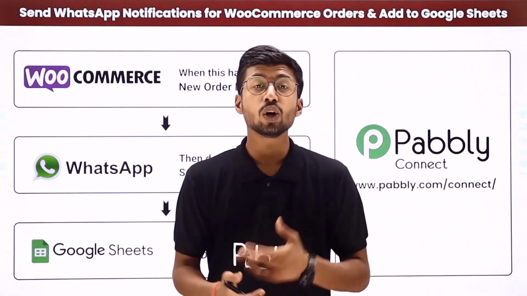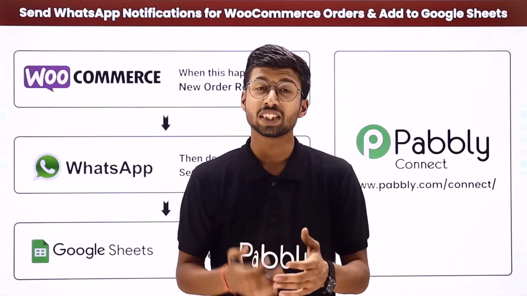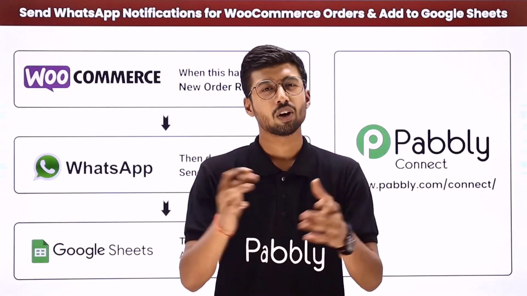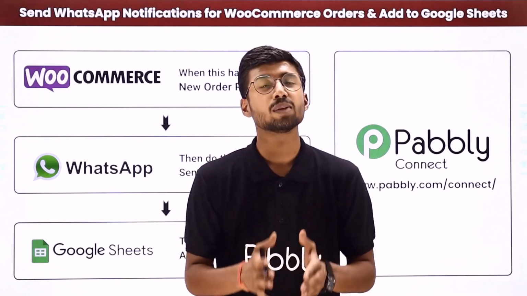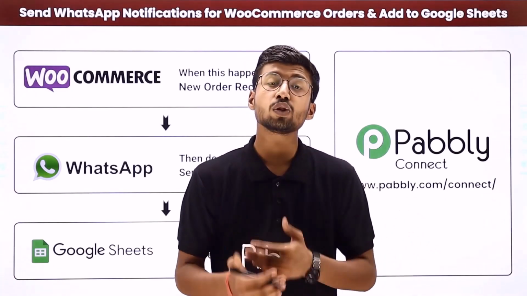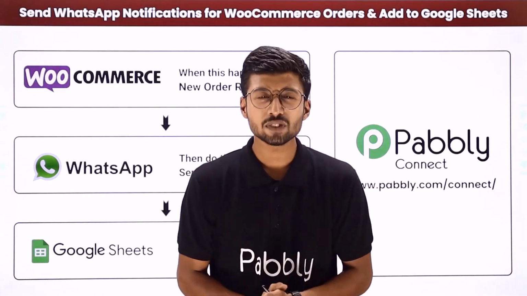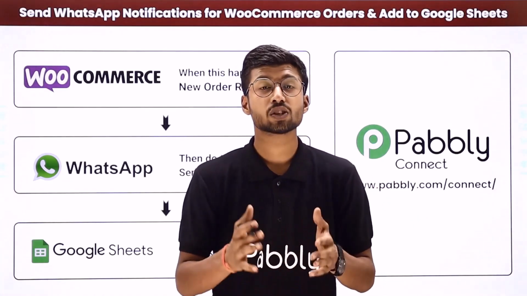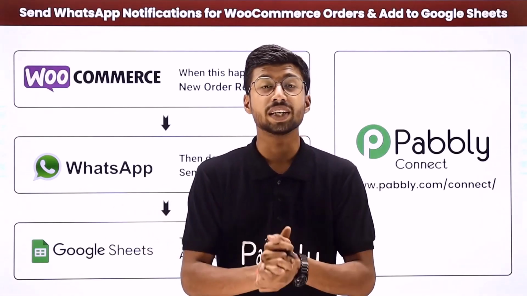So the topic for today's video is send WhatsApp notification for WooCommerce orders and add to Google Sheets. Now suppose guys, you have created an e-commerce store using WooCommerce, and on a regular basis you are getting lots and lots of orders on that WooCommerce store. So guys, you want to send them an order notification. The customers who have actually placed the order, you want to send them a WhatsApp notification whenever they place a successful order. As well as you also want to add the details of this very same order which you have received from the customer into a Google Sheet to maintain a record.